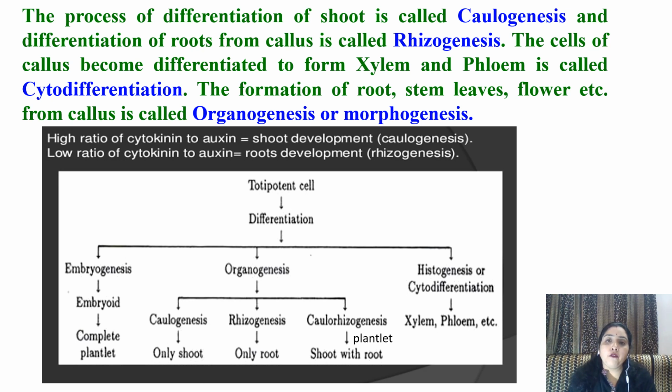The formation of root, stem, leaves, flower, etc. from the callus is known as organogenesis or morphogenesis. The formation of shoot, root, whole plantlet is known as caulorhizogenesis.